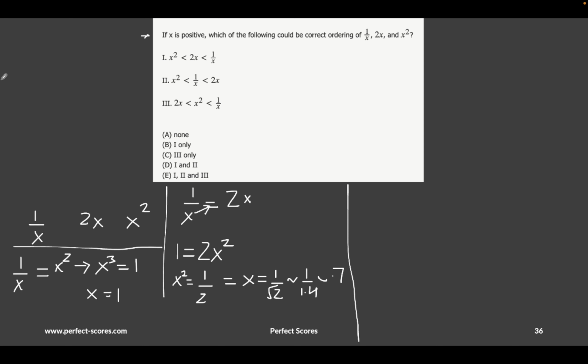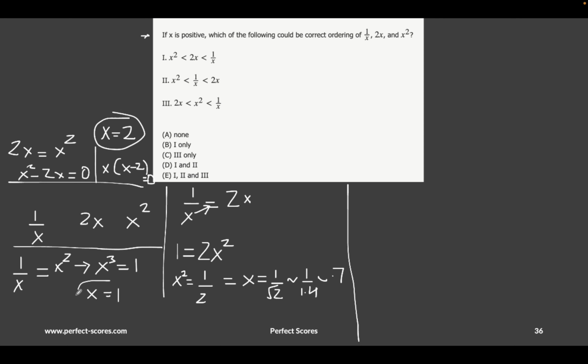Another critical point would be when 2x is equal to x squared. This becomes a little quadratic equation, where x squared minus 2x is equal to 0. If you take the x out, you get x times x minus 2 is 0, which means either x is 0 or x is equal to 2. Because x is positive, x has to be 2. So we got three critical points.